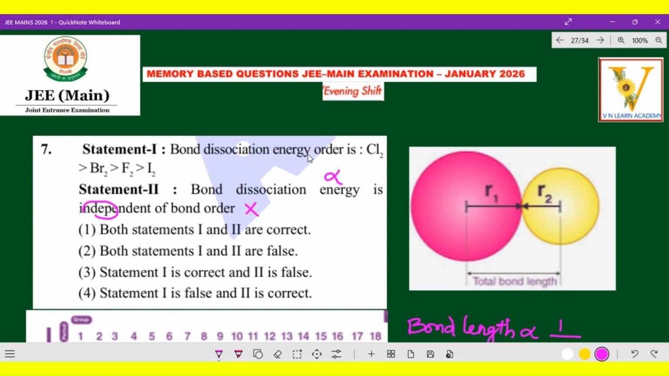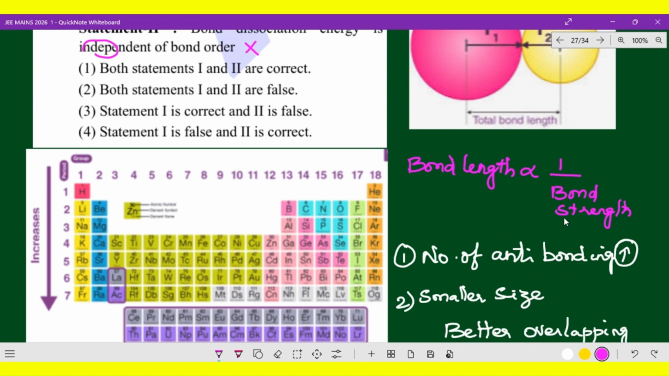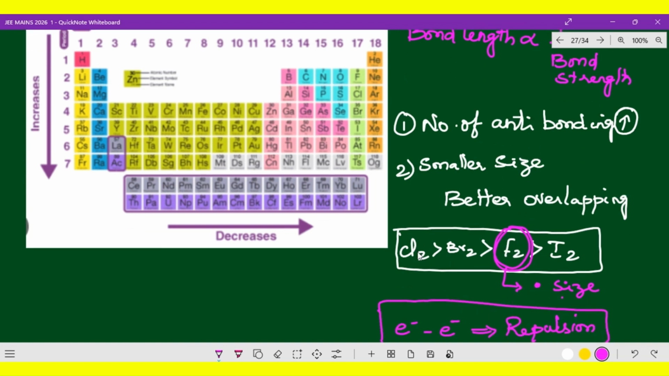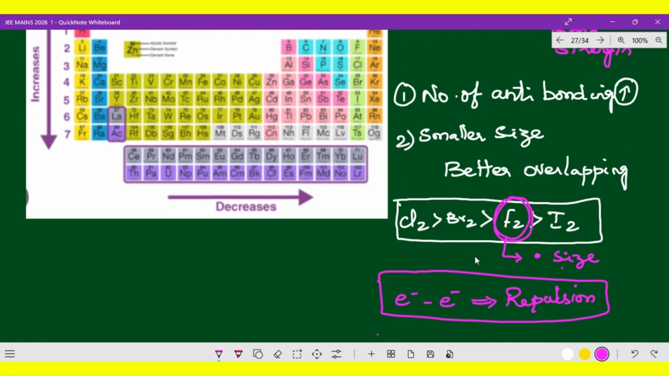And the first one, bond dissociation energy of halogens, Cl2, Br2, F2, I2, is actually correct. Bond length is inversely proportional to bond strength. So two main things we can identify here. The number of anti-bonding electrons increases, and smaller size gives better overlapping for fluorine. Why? Because it is smaller in size. Mainly it is that smaller size. And next, electron repulsion takes place. These are the two main points.